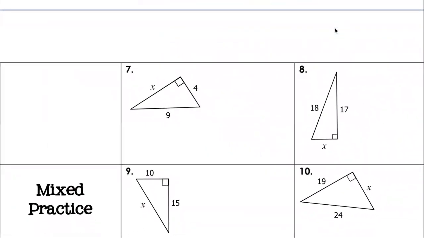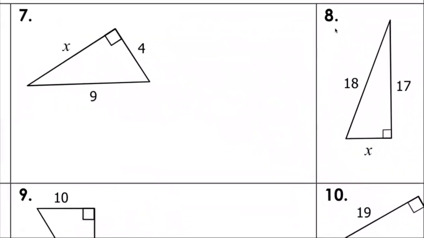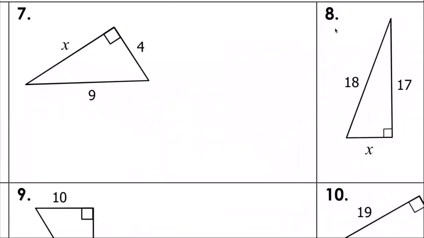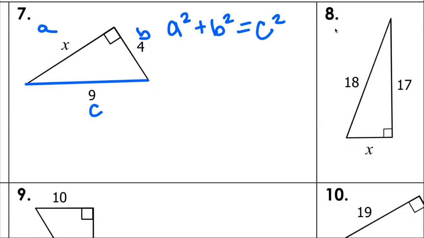Let's go ahead and look at number 7. Okay. We've had a pretty good time having perfect squares under our square roots. What if that doesn't happen? Okay. So notice here how this is our hypotenuse. So we have A, B, and C. So A squared plus B squared equals C squared. So I'm going to write x squared plus 4 squared equals 9 squared.